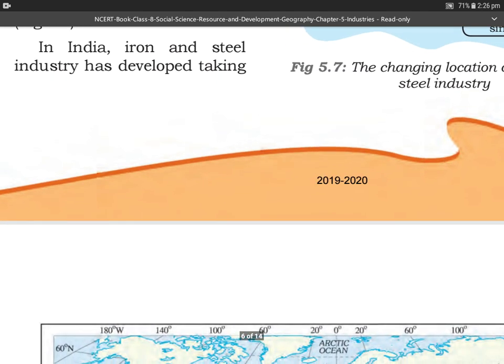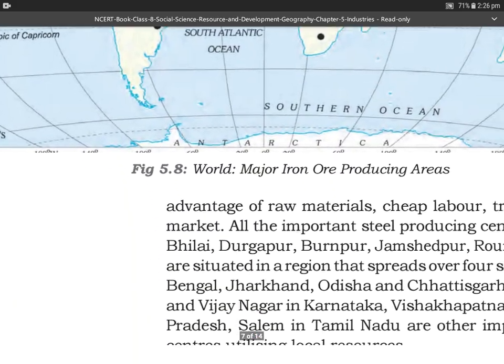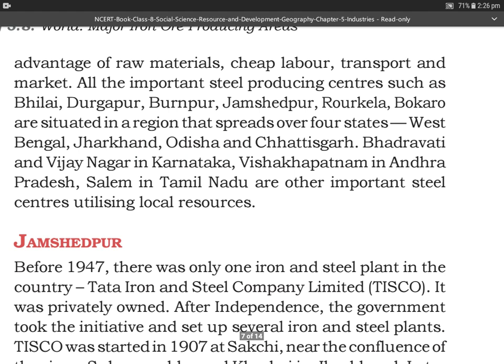In India, the iron and steel industry has developed taking advantage of raw materials, cheap labor, transport and market. See again, these factors which are necessary for localization of industries are there. All the important steel producing centers such as Bhilai, Durgapur, Burnpur, Jamshedpur, Rourkela, Bokaro are situated in a region that spreads over 4 states. Please keep these 4 states in mind; you will learn in your atlas also where iron and steel industries are centralized in India: West Bengal, Jharkhand, Odisha and Chhattisgarh.